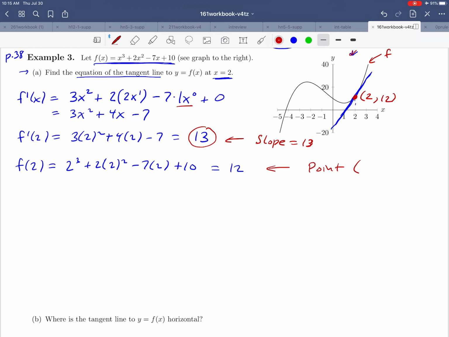In other words, you substitute in 2, you get out 12, and so (2, 12) is a point that's on our line. Can we put all this together then to write the equation of the tangent line?